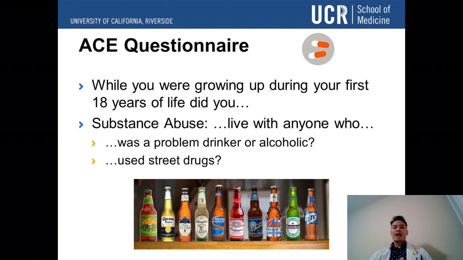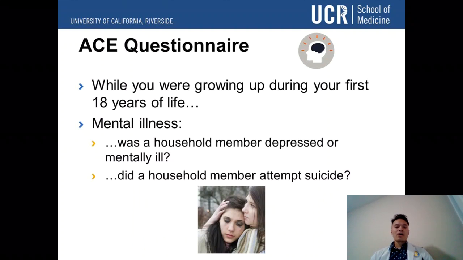Substance abuse. Have you lived with anyone who was a problem drinker or an alcoholic or used street drugs? Mental illness. Was a household member ever depressed or mentally ill? Did a household member attempt suicide? These things are terrifying. As a child, you don't really understand either why they would make the decision or even the concept of death. It's very stressful for the child. It can definitely affect them later on.